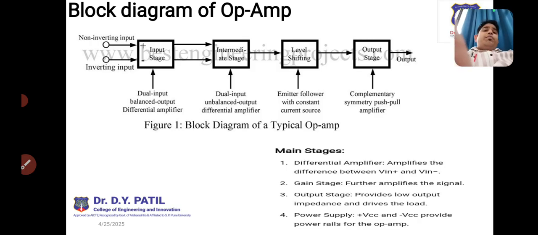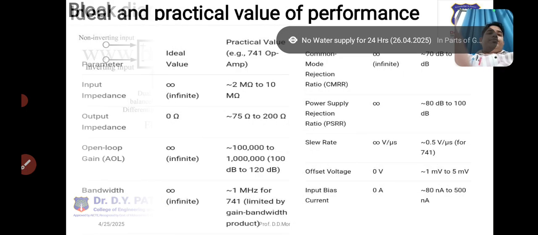In the block diagram, the input stage is the dual input stage, which converts dual input into balanced output. The intermediate stage converts dual input into unbalanced output. Then level shifting, emitter follower with constant current source. The output is a complementary symmetrical push pull amplifier, and at the output side we are getting the perfect output.